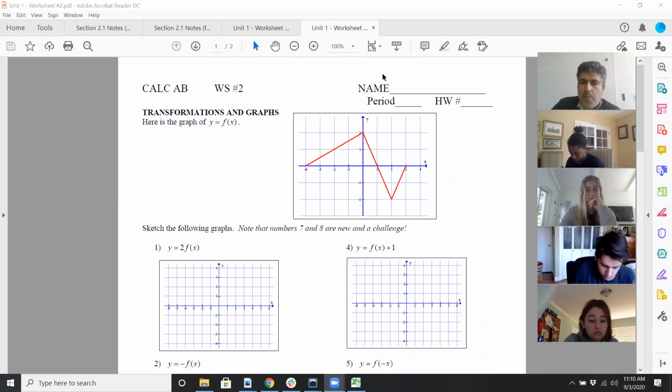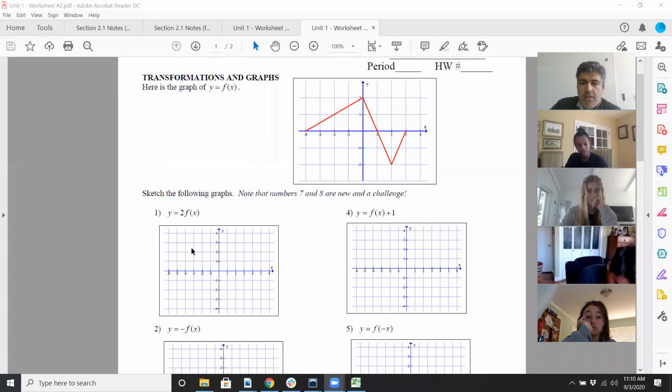So let me talk about what's happening in this graph here. You have this funky graph. It's a piecewise graph, actually, right? You have a line here, another line here, another line there. Don't worry about what the equation is. The concern is, how do I transform this based upon these things I see here? So I'm going to do 1 and 4. Then I'll have you do the rest of these in your breakout rooms.